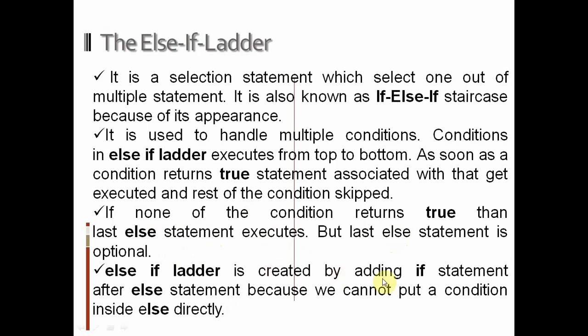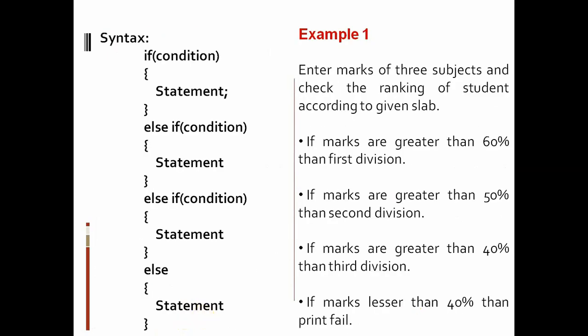Else if ladder is created by adding an if statement after an else statement, because we cannot put a condition directly inside an else statement. Else is unable to hold a condition. If we want to put a condition in the else part, we have to add if along with else, then we can place a condition over there, and by doing this we can create an else if ladder. So what is the use of else if ladder and how can we solve our problem with the help of it? We will do it practically today.